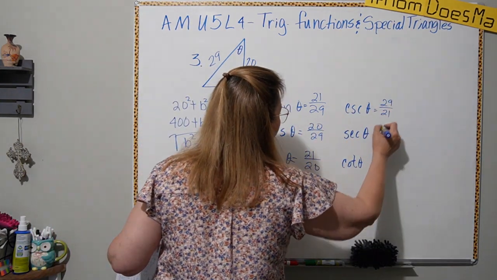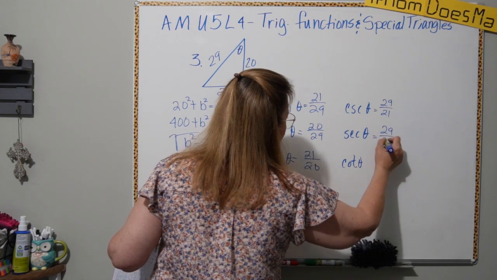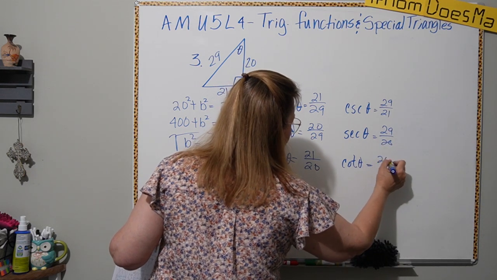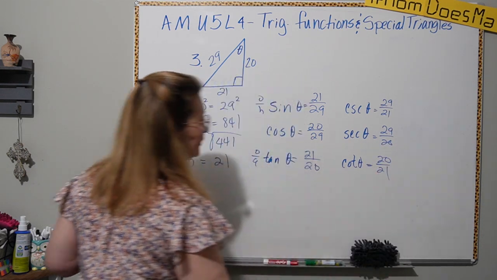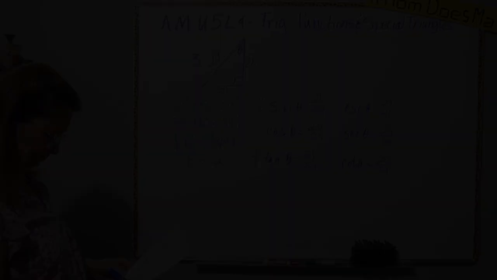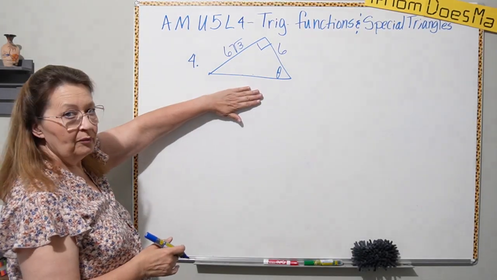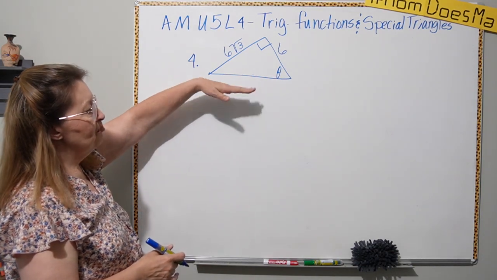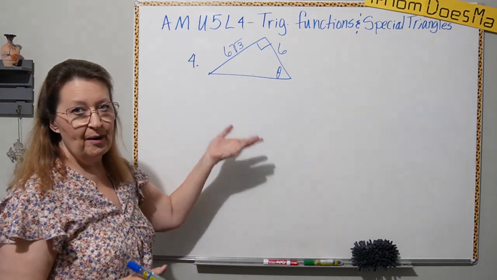29 over 21, and 29 over 20, and 20 over 21. And that's all there is to number 3. Okay, let's look at number 4 now. Once again, we are missing a side. This time we're missing the hypotenuse.